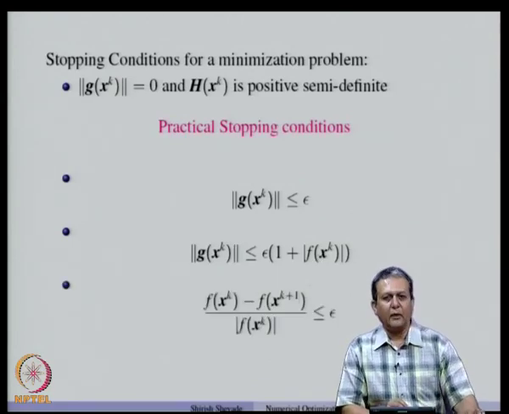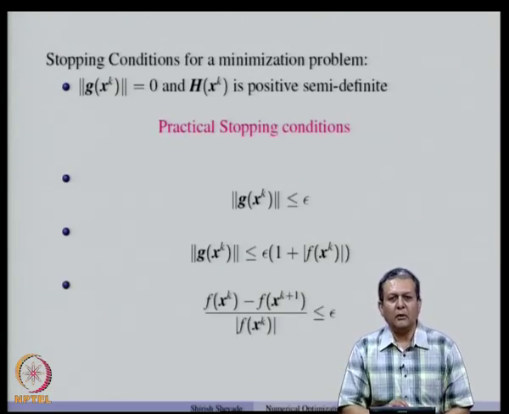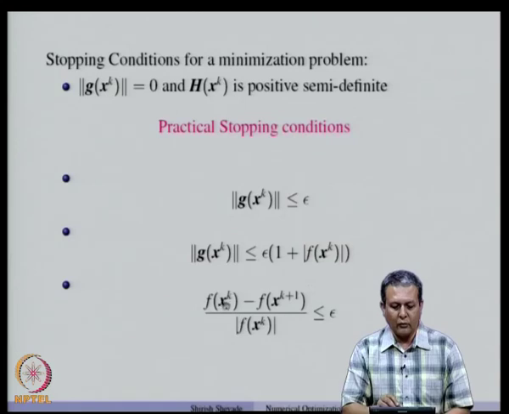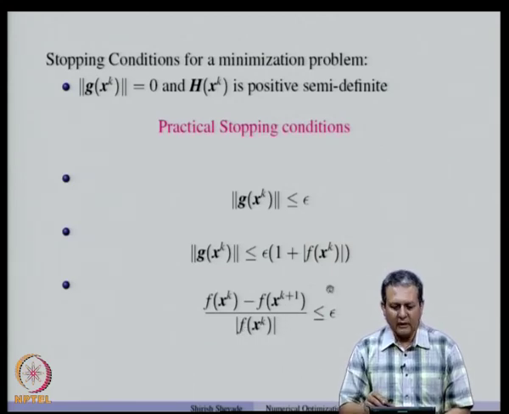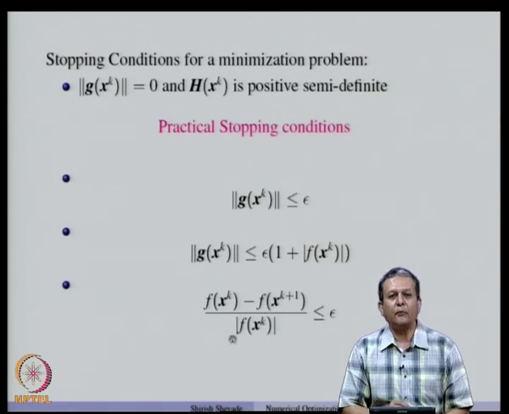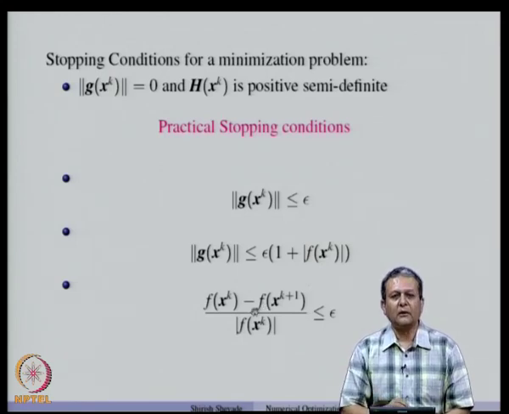Now, in many cases it is proposed to use the relative decrease in the function value as a stopping criteria. So, f of x k is the current function value, and f of x k plus 1 is the new function value. So, f of x k minus f of x k plus 1 divided by the absolute value of f of x k, that should be less than or equal to epsilon. So, remember that these epsilons need not be the same, they could be different in these expressions. But the important point here is that this criteria is independent of the scaling of the variables. So, one could use this criteria to stop the algorithm.